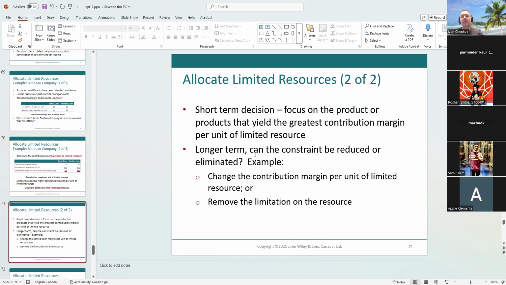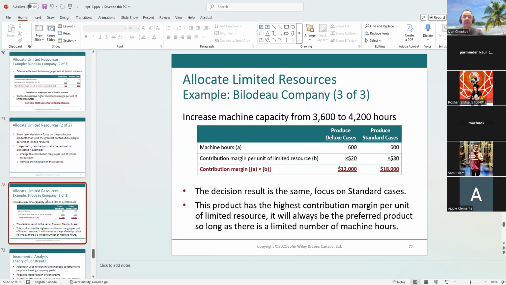Long-term, then, can I reduce the constraints, or can I find something else that's gonna limit my constraint? So in this case, if we increase the machine capacity from 3,600 to 4,200, what's going to happen? Well, if we produce the standard case as much as the deluxe case, we're going to get that contribution margin of $30,000 in this case.